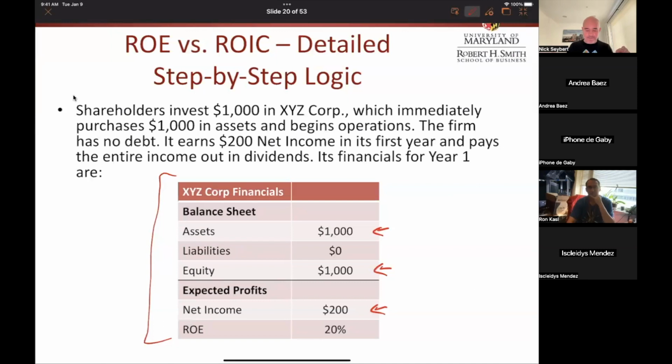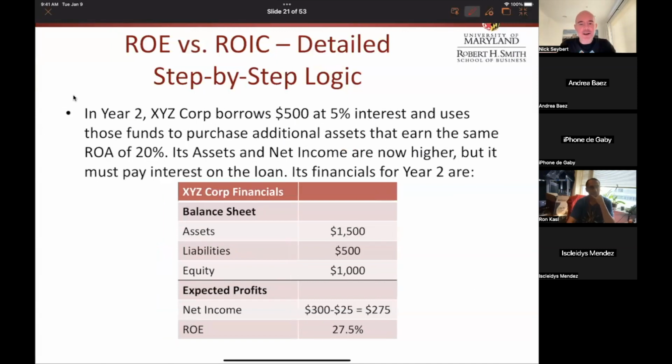Okay, all right. So now we're in year 2. And we're going to assume the same thing about the company, that intrinsically, because of its line of business and its operations, it can earn 20% return on its assets. But now it's going to get debt financing. It's going to get a bank loan or whatever. It's going to get debt.